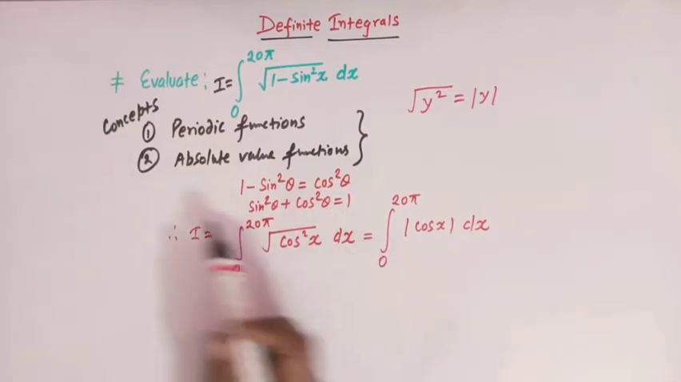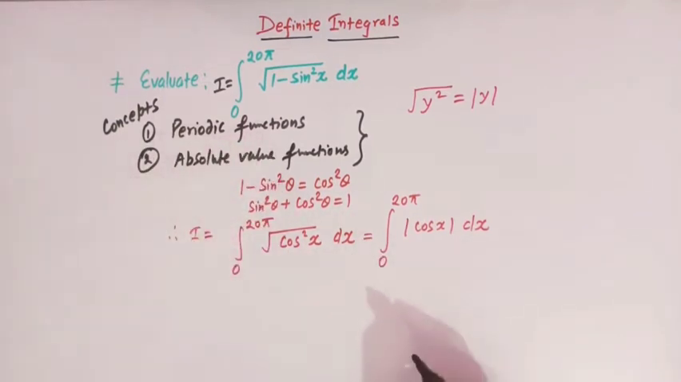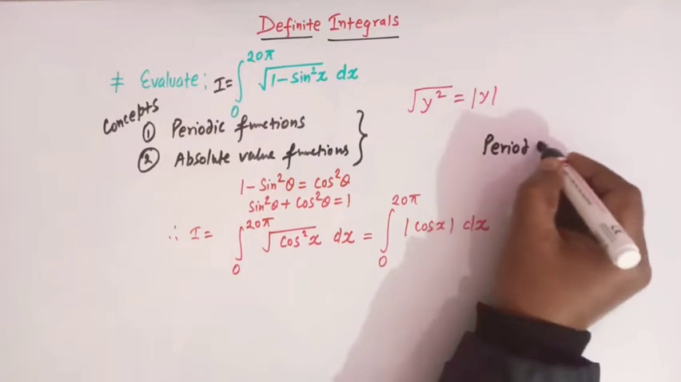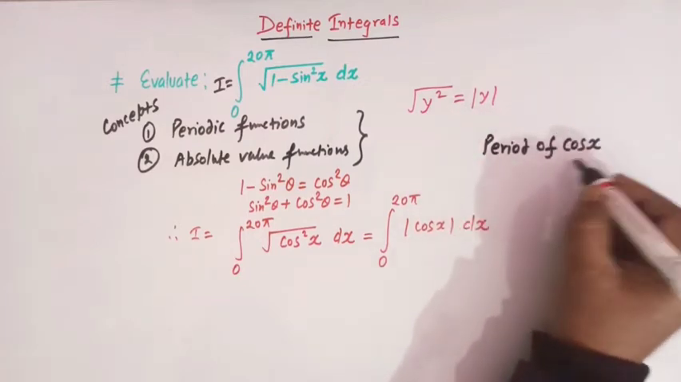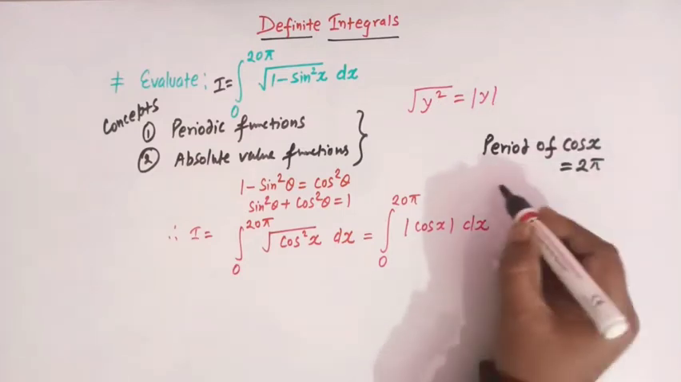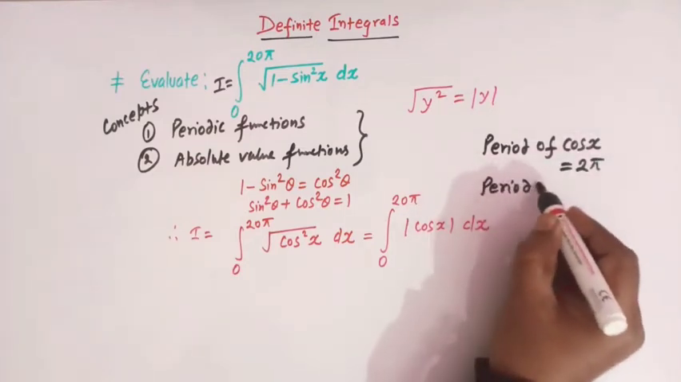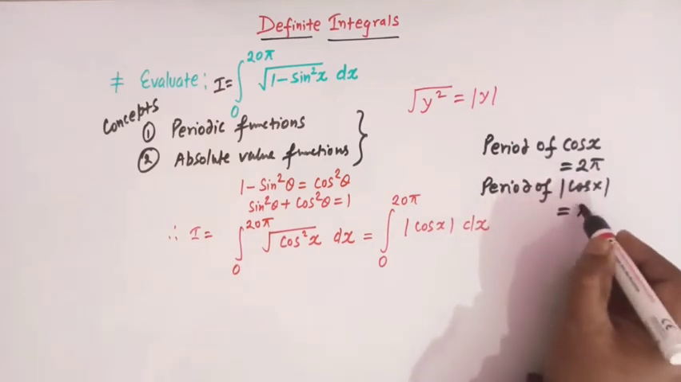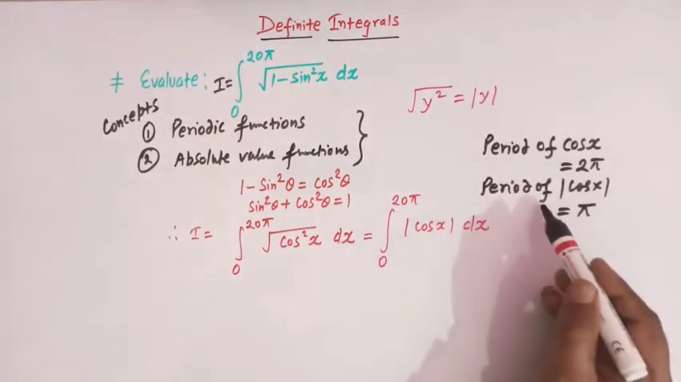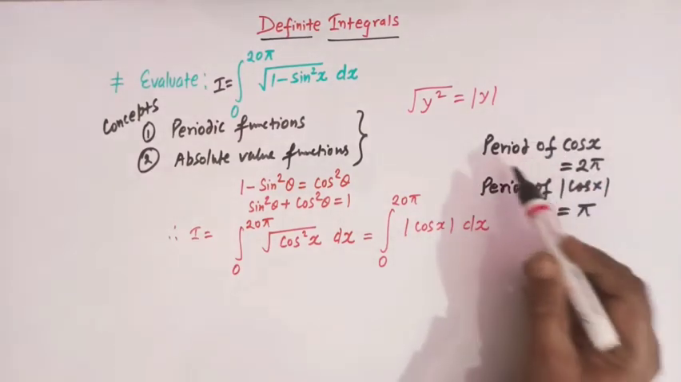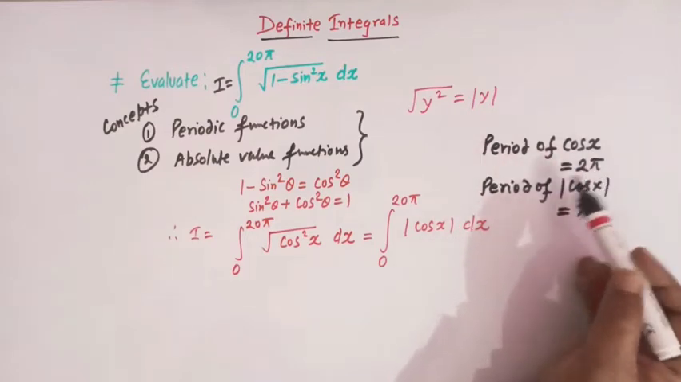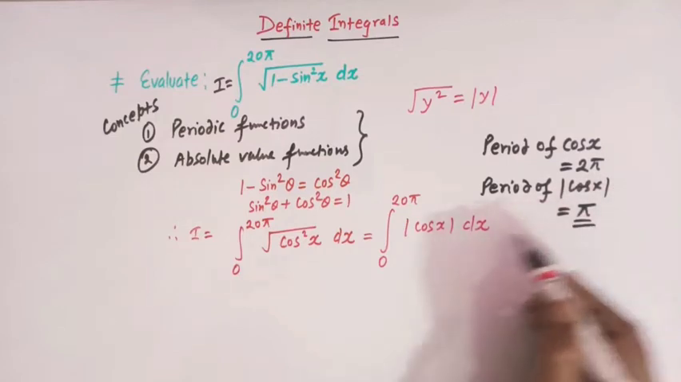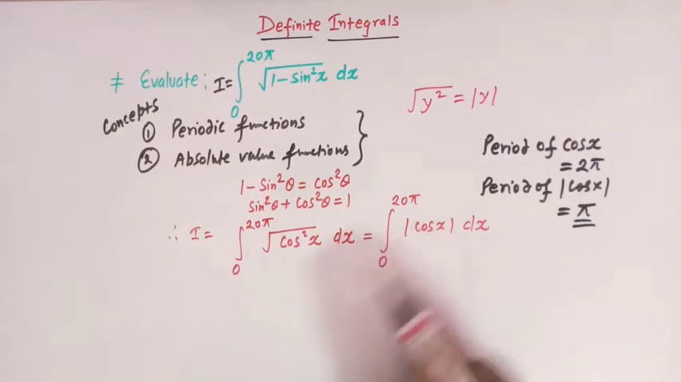Now let us make use of the concept of periodic function. Viewers, we know that the period of cos x is 2 pi, and the period of mod of cos x, that is absolute value of cos x, is always pi. So these two important points are to be noted here. The period of cosine function is 2 pi, but the period of mod of cosine function is pi, and this would be used to evaluate this integral.